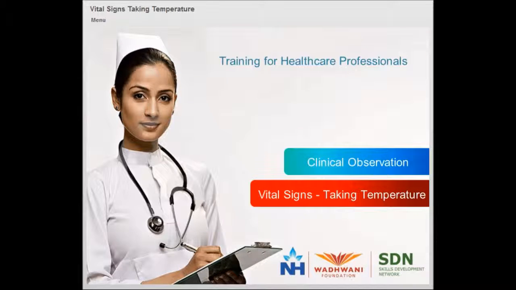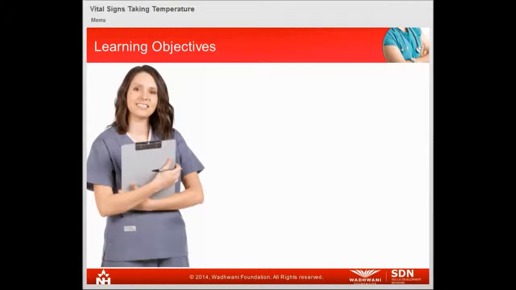Welcome to the module on vital signs. This session focuses on human body temperature. Before we begin, let's quickly take a look at the key learning objectives.